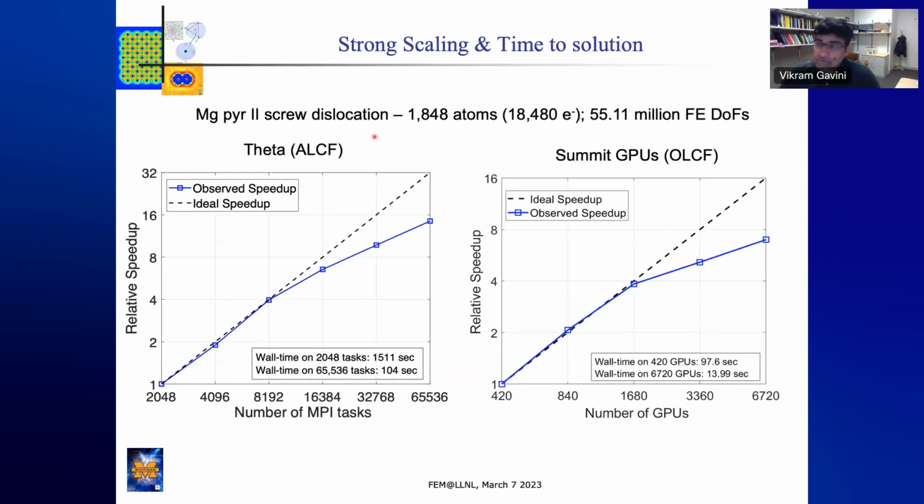And so this is the strong scaling of DFT-FE presented for a system with about 2000 atoms, around 20,000 electrons. And this is on the Theta machine, and this is on the Summit GPUs. And you can see that we scale fairly well to many tens of thousands of MPI tasks, as well as many thousands of GPUs as well.